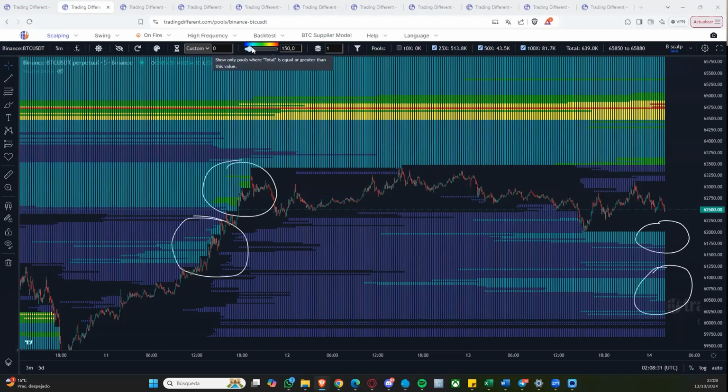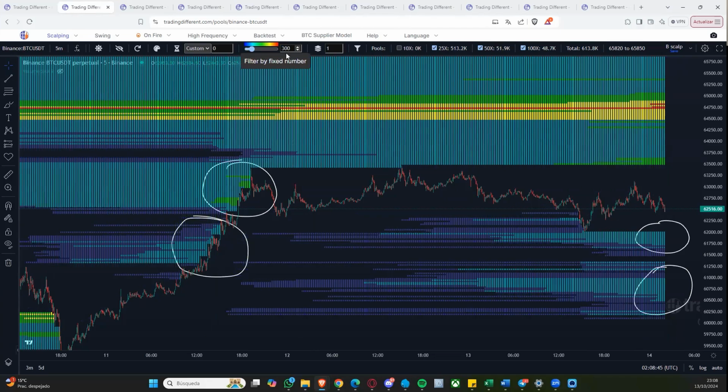There is another way to adjust liquidity other than just moving the color bar. A reference number for liquidity, expressed in thousands, can also be established. I can set it to only show liquidity greater than, say, $300,000. You will see how much of the liquidity disappears and only values higher than that figure are shown.